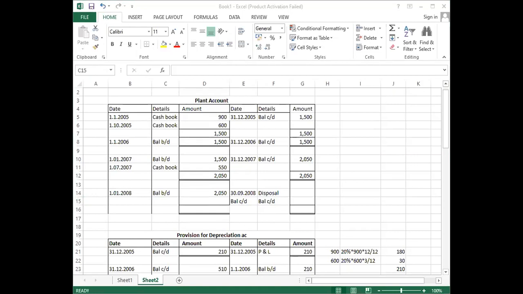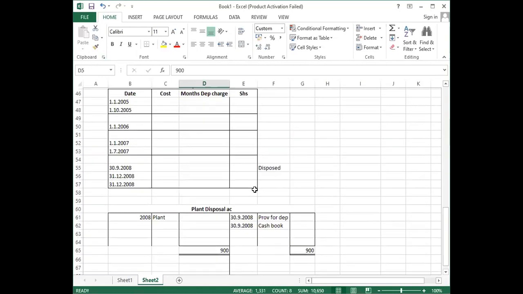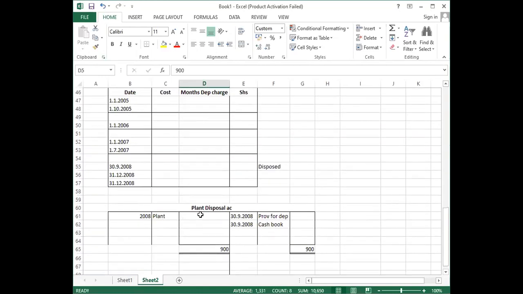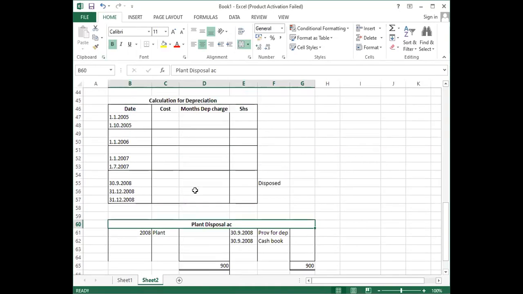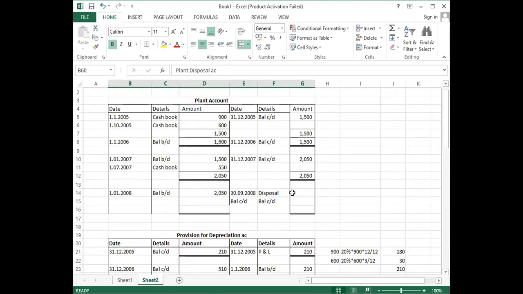When we sell an equipment, we record it on the credit side. Remember, when we are buying, we record it on the debit side. True or false? And therefore, we must open another account called plant disposal or asset disposal account, so that we record the asset that was disposed. What was the value of the asset? 900. That is the amount at which we bought it, right?